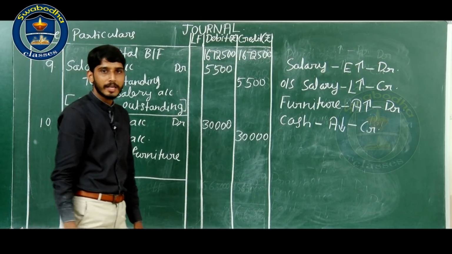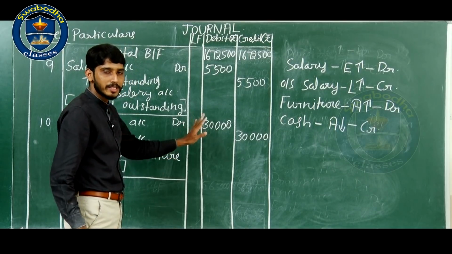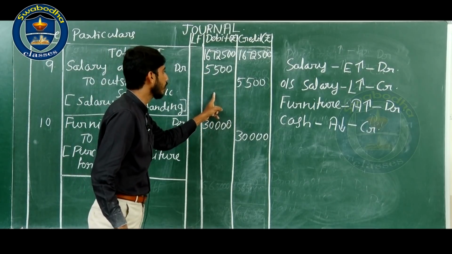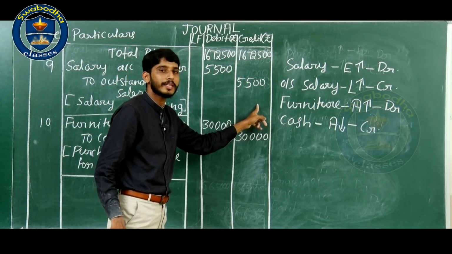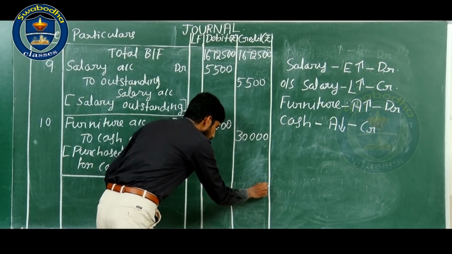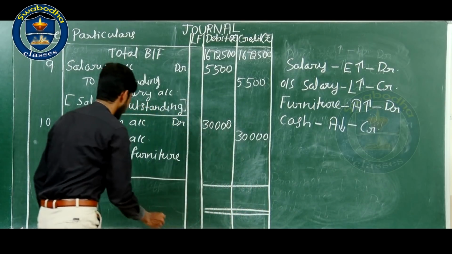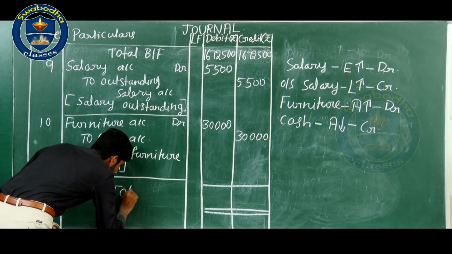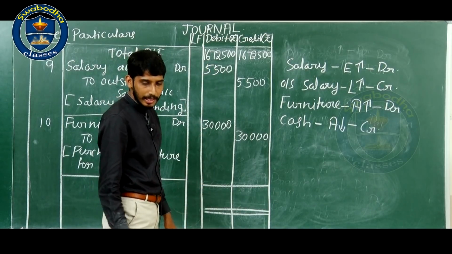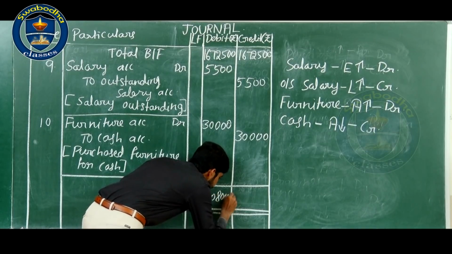Now, all the transactions related to the business have been recorded. After this, the next step is to calculate the total. The total of debit column should always be equal to the credit column. It must be the same total. Total. So, the total is 17,08,000.